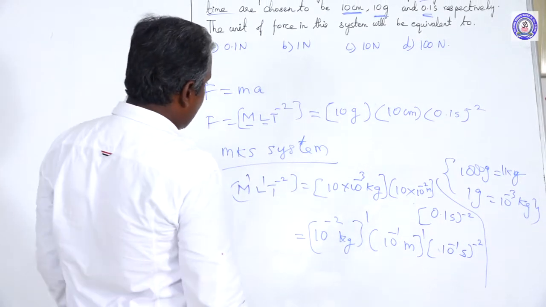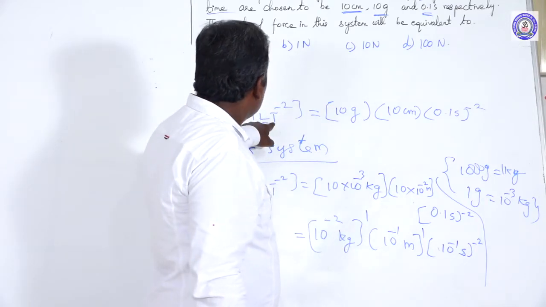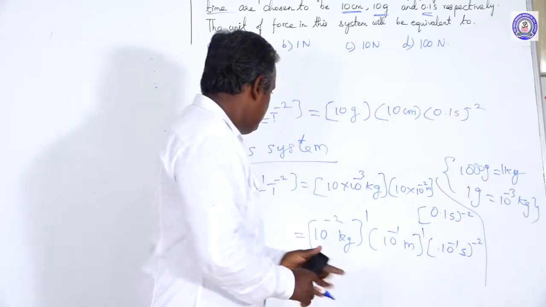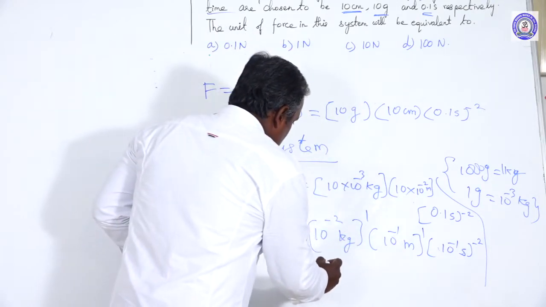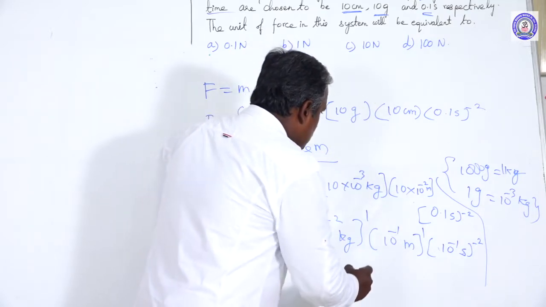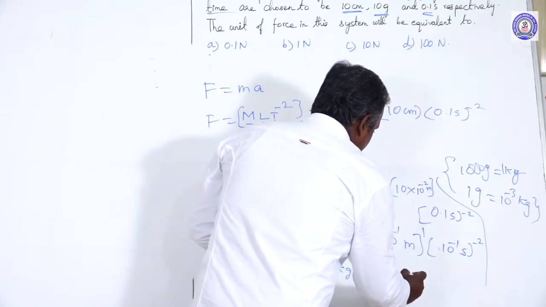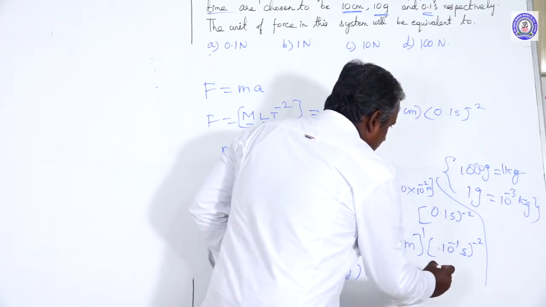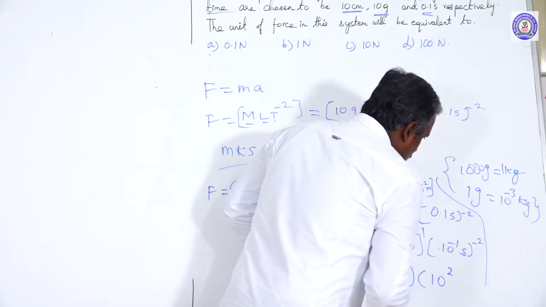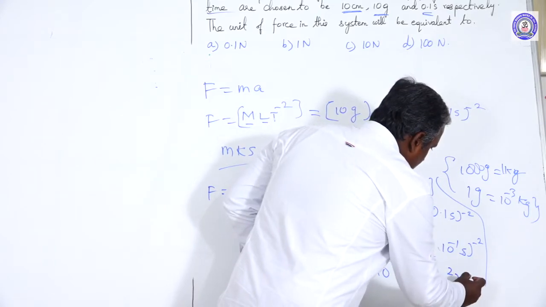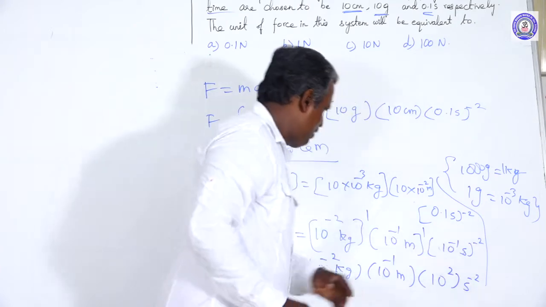Okay, minus 2, clear. So power 1, again power 1, and this is already power minus 2 unit. No need to write power 1. Understood. So 10 power minus 2 kilogram, 10 power minus 1 meter, 10 power 2, s power minus 2, clear? Because minus and minus make plus, the s power minus 2.